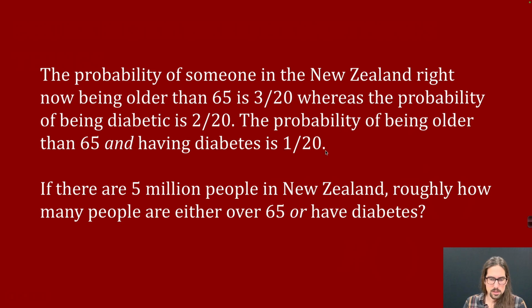So that one is pretty straightforward. So what 1/5 is the probability, right? So if there are 5 million people total in New Zealand, and 1 out of 5 of them meet this condition, then that is a total of 1 million.